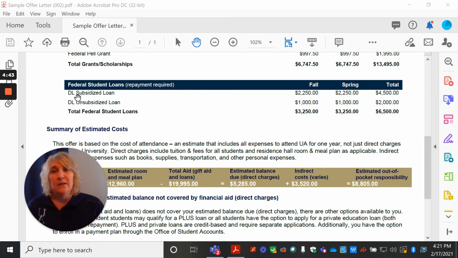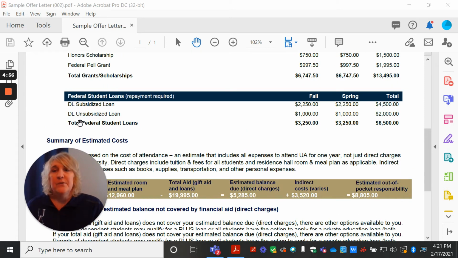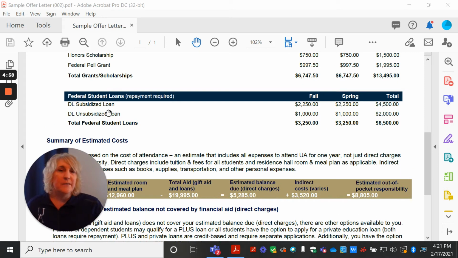There's the DL subsidized loan. Now DL stands for direct loan. That means that the government is the lender. The government is directly lending you these funds for your cost of attending college. So the subsidized loan means that it is interest-free while you are in school. The word subsidized basically means the government pays the interest for you. You don't have to pay on that. While you are in school, it's an interest-free loan.